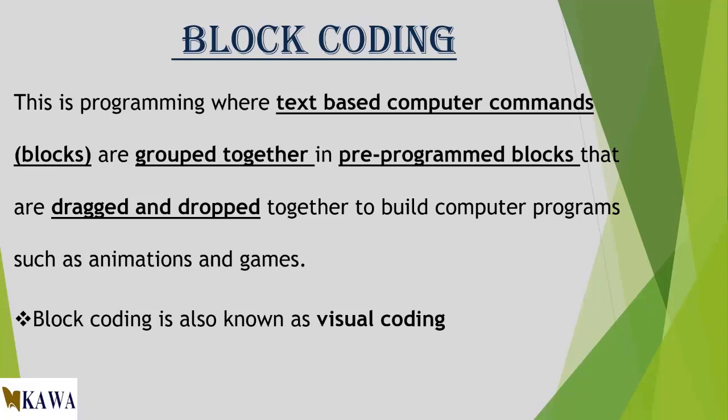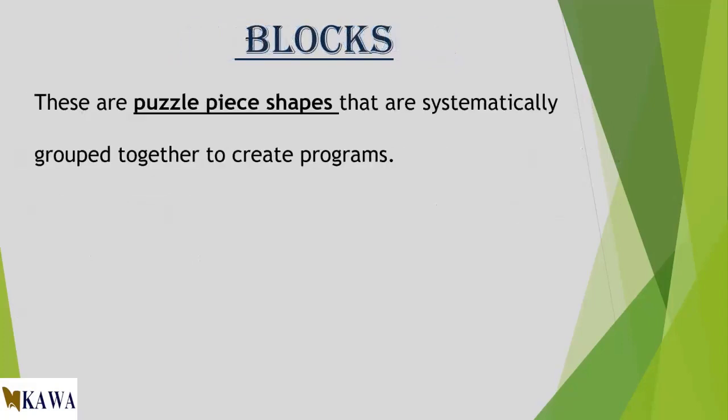So block coding, you have to keep this in mind. Block coding is also known as visual coding. It's called visual coding because you can actually see immediately what you're coding. You can see the code, it's already written, pre-programmed. You can just pick the block that you want, the block that is going to execute what you want, and then it will be able to do as you instruct, as the programmer instructs.